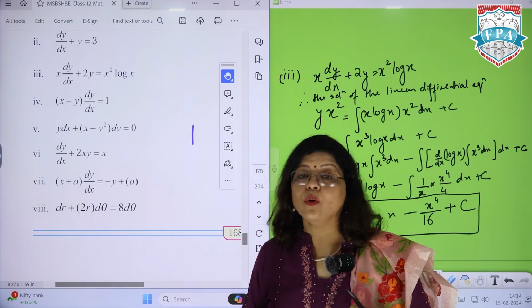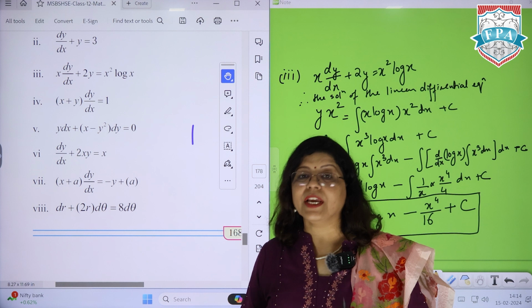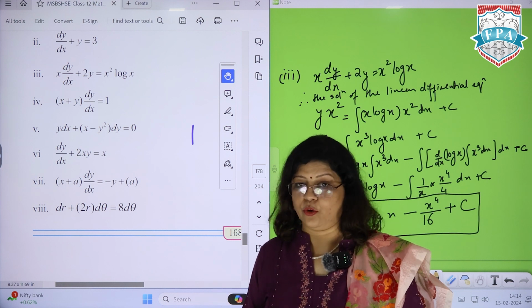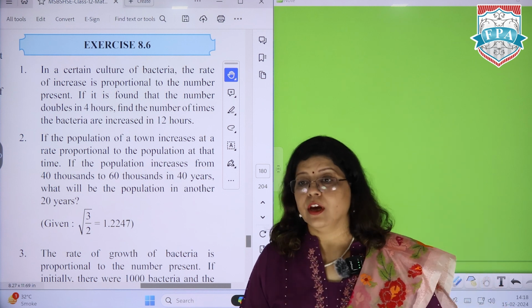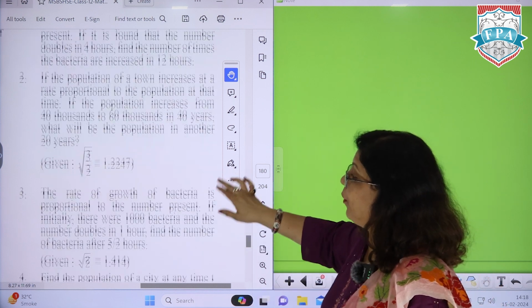Now let's do one question which is dealing with the applications of differential equations. The application questions are there in exercise 8.3. I'm taking the first question, a population growth question.